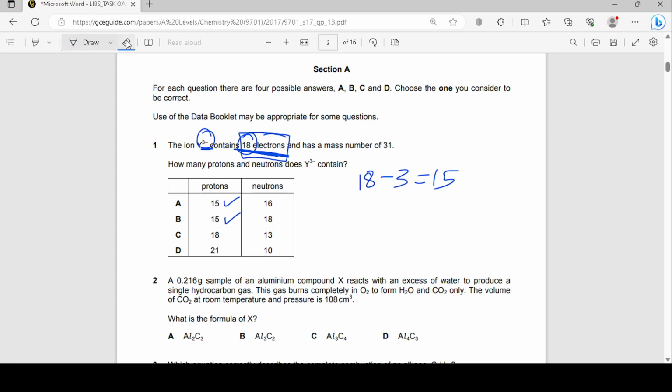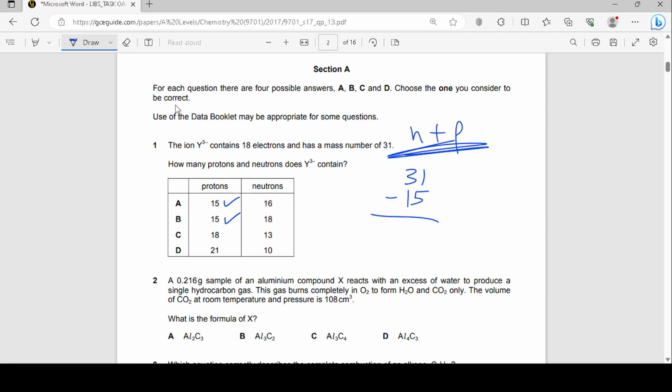So it's either A or B because the charge is 3 minus, and then because it has a mass number of 31, your number of neutrons would be 31 minus 15, because mass number is basically the number of neutrons plus protons in the nucleus, right? So it would be 31 minus 15, so that will just be 16, and so our answer will be A. Okay, next.